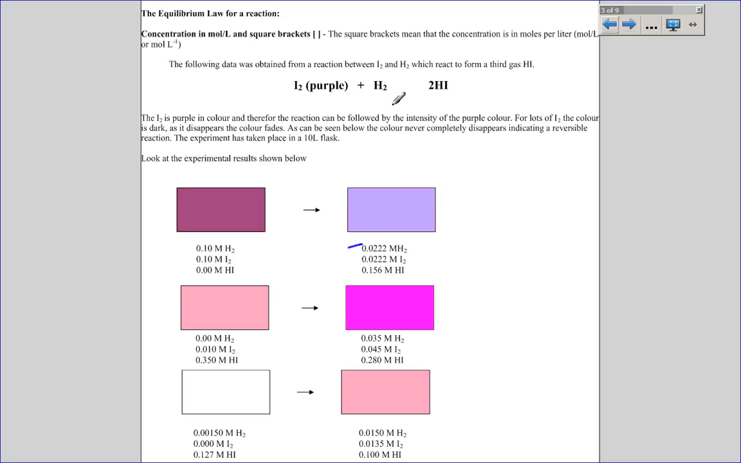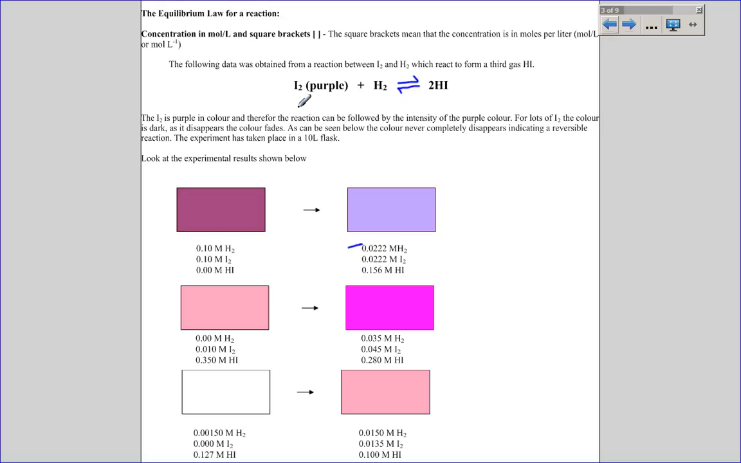Okay, so we should have equilibrium arrows here. So we're going to study this equilibrium of I2 reacting with H2 to produce HI. I2 is a purple substance, and when we're studying equilibrium, we need a way to measure one of the substances at equilibrium. If something has a color, we're able to use the intensity of that color in order to determine its concentration.